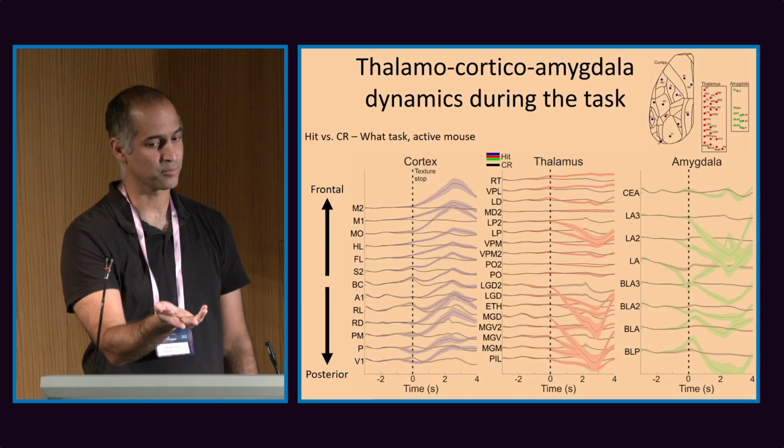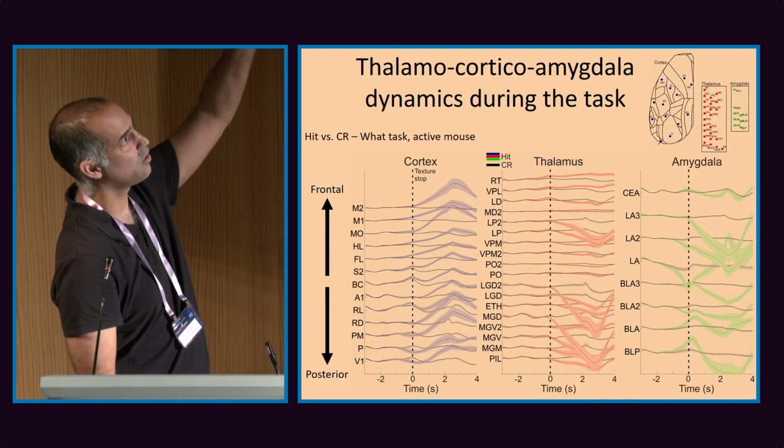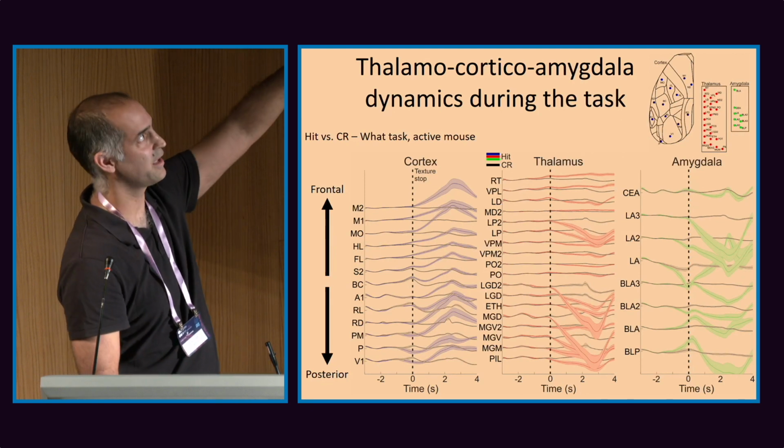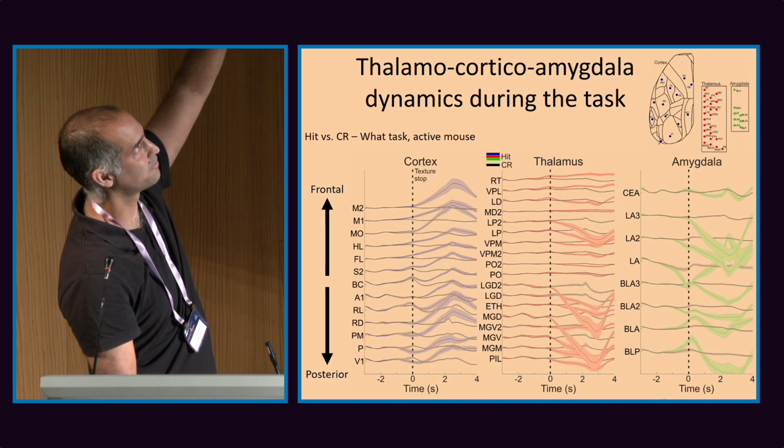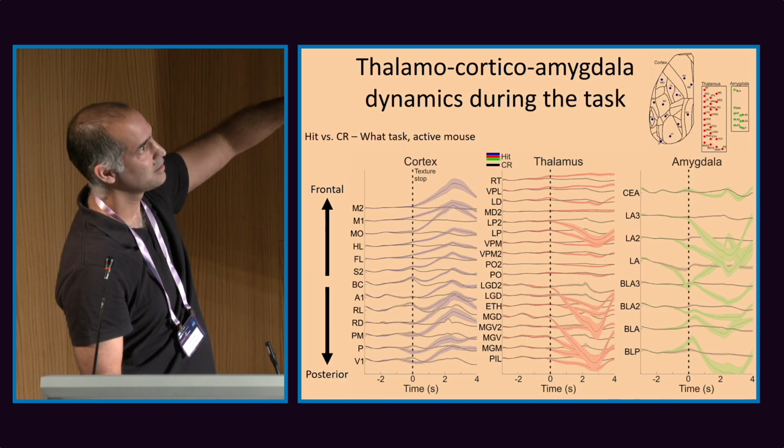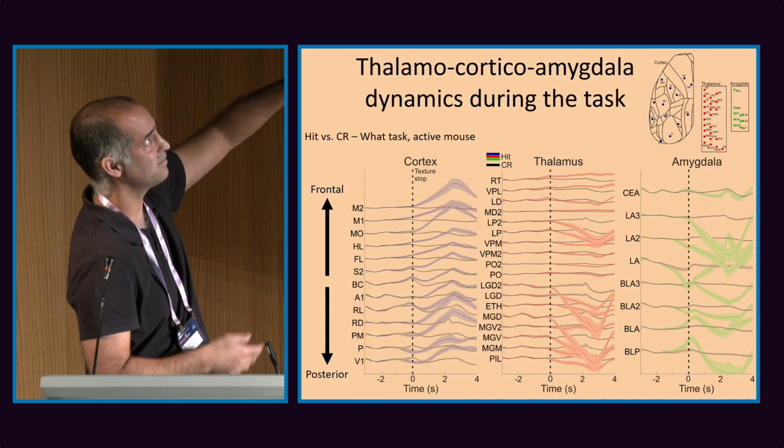What happens in thalamus now? Now we get lots of activity in many different areas, again arranged cortex, thalamus, amygdala, from frontal to posterior. Let's try to focus on this during the task, of course.